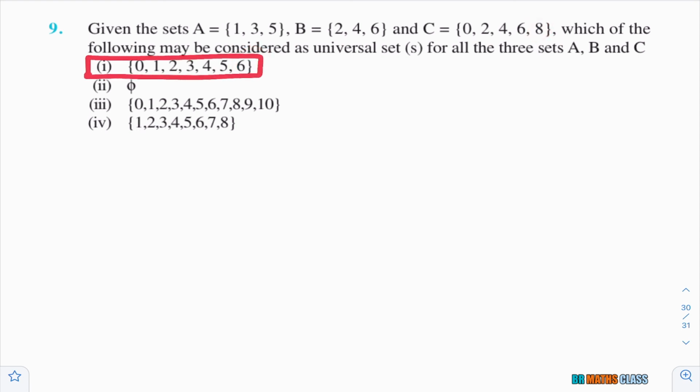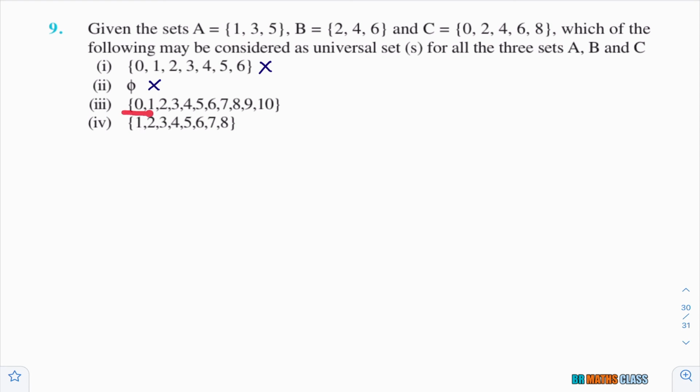A universal set is a set which contains all the sets or all the elements under consideration. If I take this as a universal set, you see 8 is present in the third set, but 8 is not in this set. So this is not a universal set. Now, obviously, the empty set is not a universal set because so many elements are there. So this is not the universal set.